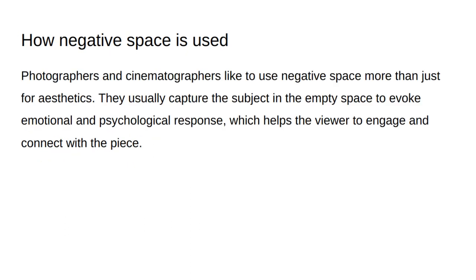So how is negative space used? So photographers and cinematographers tend to use it as more than just an aesthetic thing because they want to capture the subject in the empty space. So it creates an emotional and psychological response within the viewer. It grabs the viewer's attention and makes them more engaged and connects them to the piece, basically. So they feel more like they're part of it.